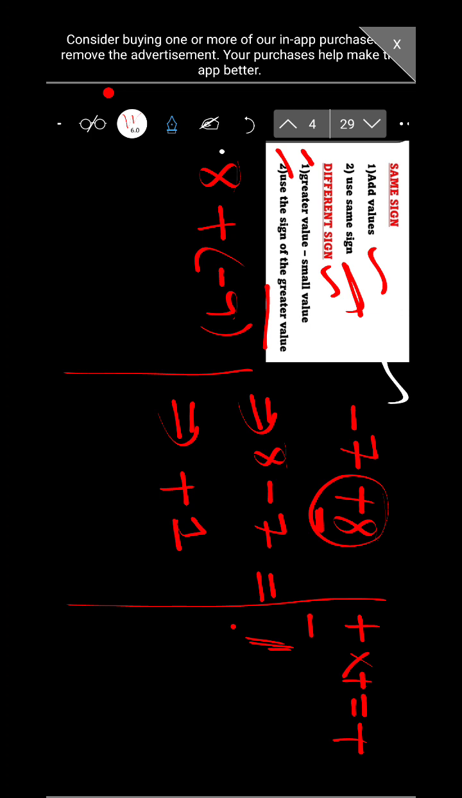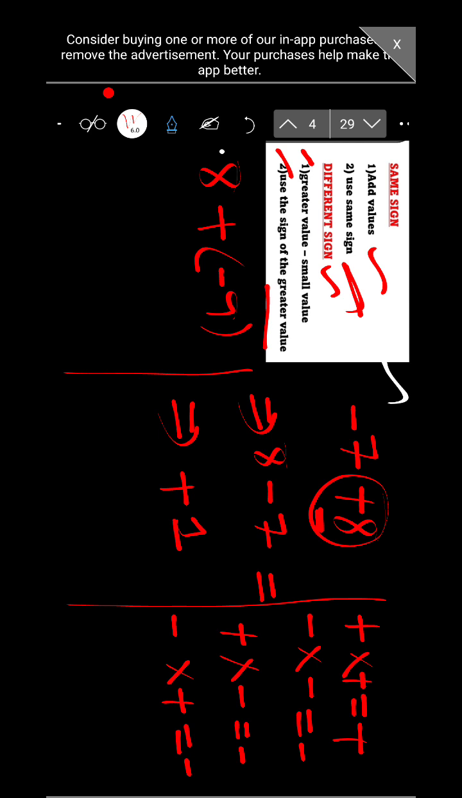Plus into minus, you will get minus. Plus into minus, you will get what? Minus. Minus into plus, you will get what? Minus. So if you want to remove the bracket, inside will be minus, outside will be plus.